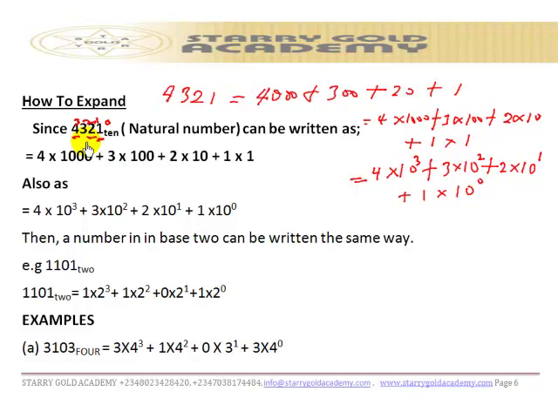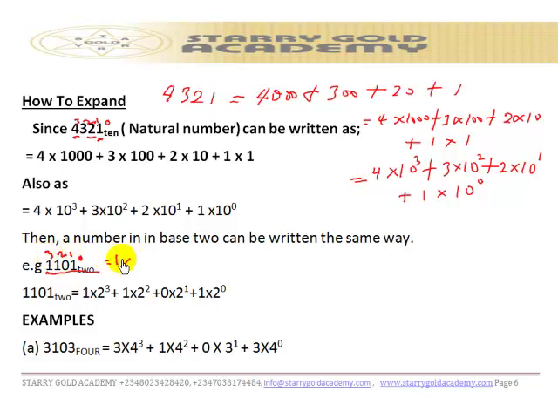The number in base 2, 1101, the one I gave you right here. 1101 base 2. How do you expand this? Like I said before, the unit carries the power of 0, the tens carries the power of 1, the hundreds carries the power of 2, and thousands carries the power of 3. So how do you expand?